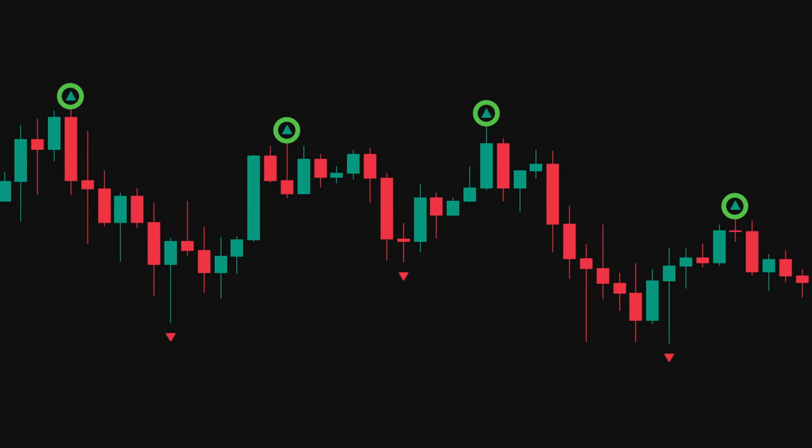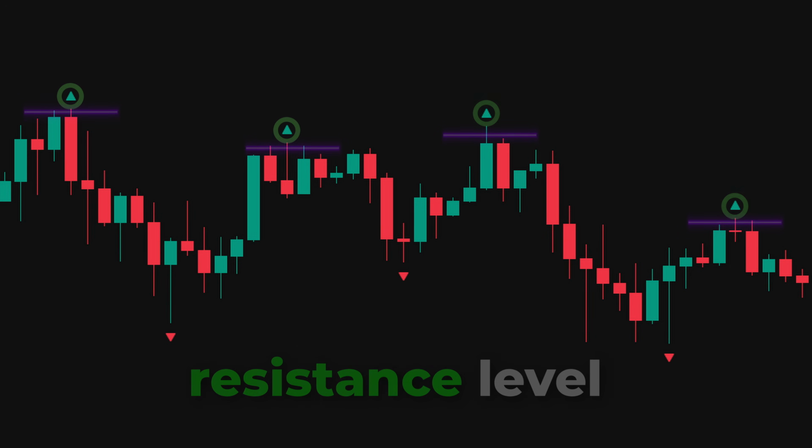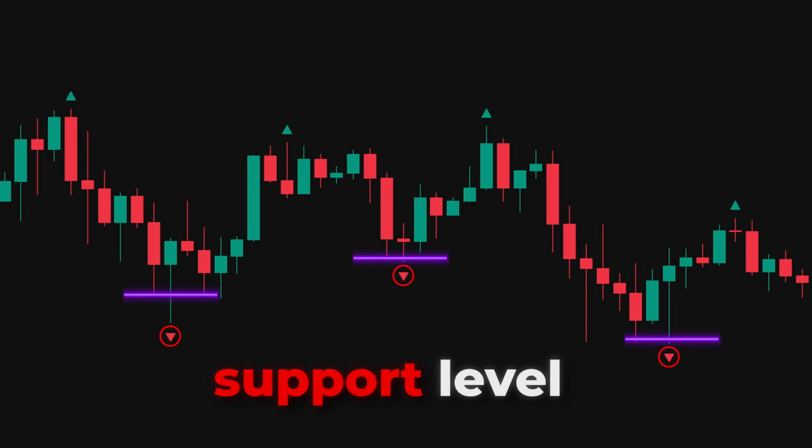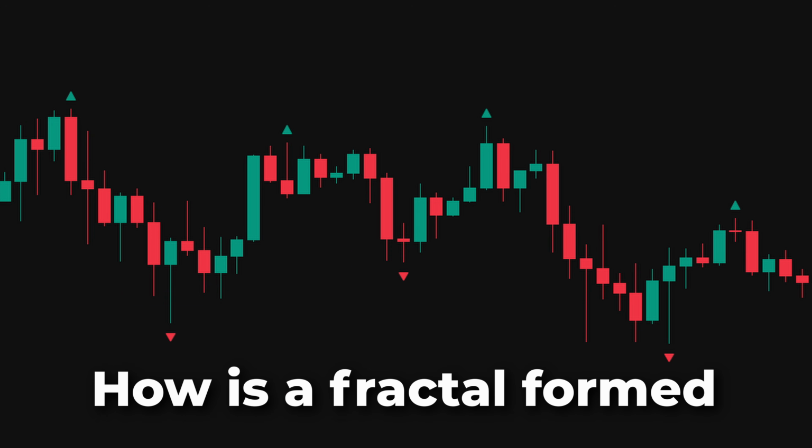If a top fractal appears, it marks a potential resistance level. If a bottom fractal appears, it marks a potential support level. How is a fractal formed?